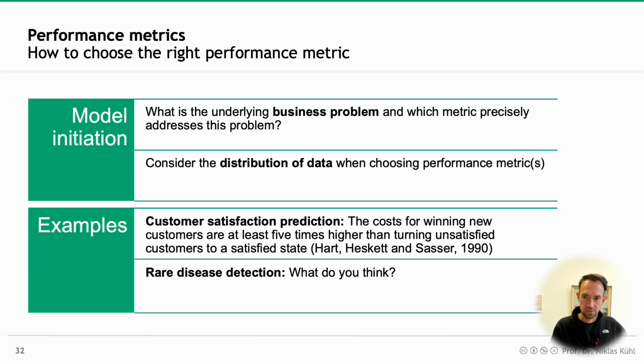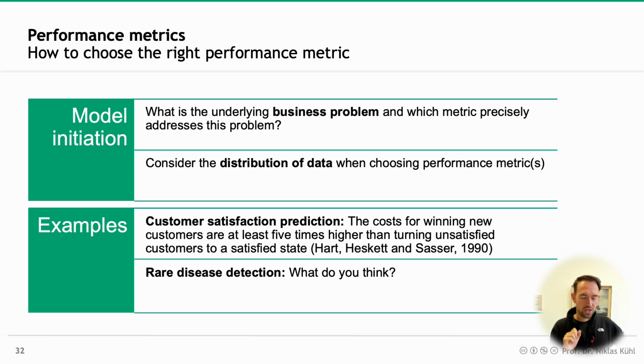And this brings us to the question of how do you choose the right performance metric? Again, recall what is the underlying business problem and which metric addresses this problem precisely. You also need to consider the distribution of your data. That's why I'm always stressing that, which we'll see on the next slide.